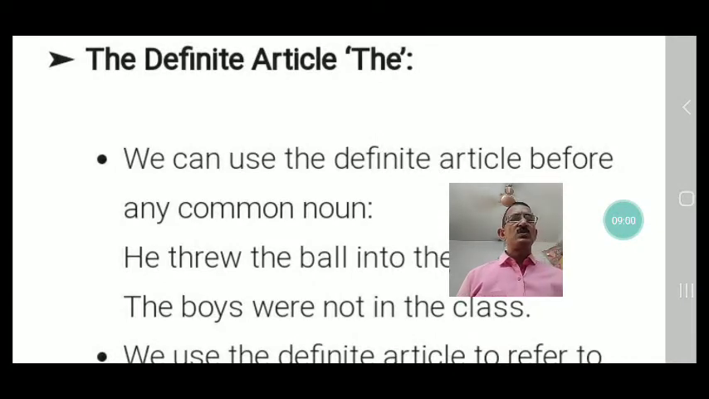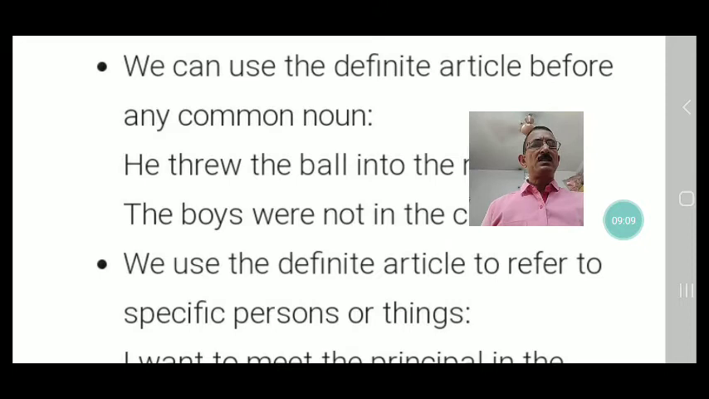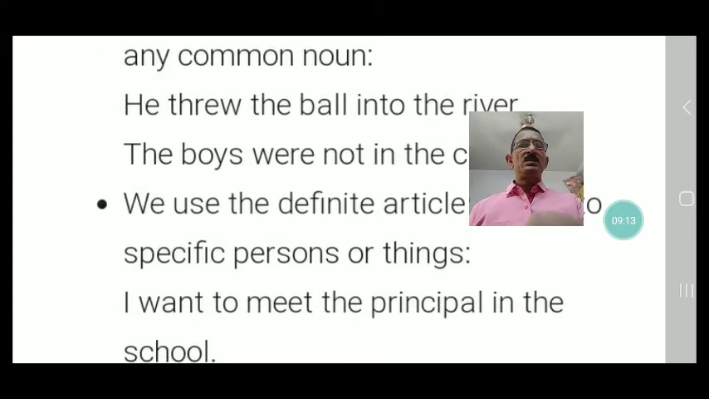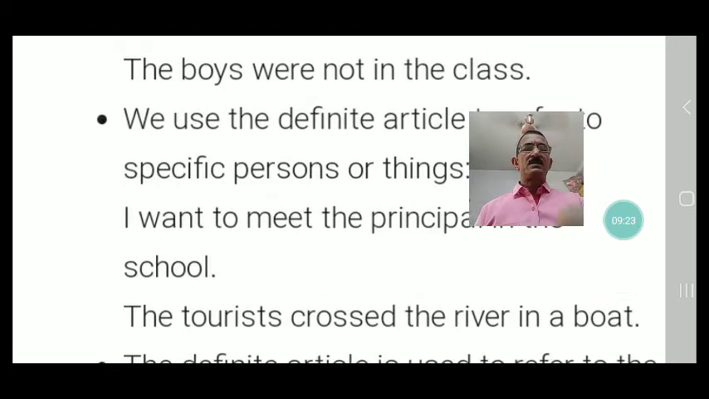We can use the definite article before any common noun. As the boys were not in the class, we use the definite article to refer to specific persons or things. For example, I want to meet the principal in the school. The principal, the school. Specific persons.